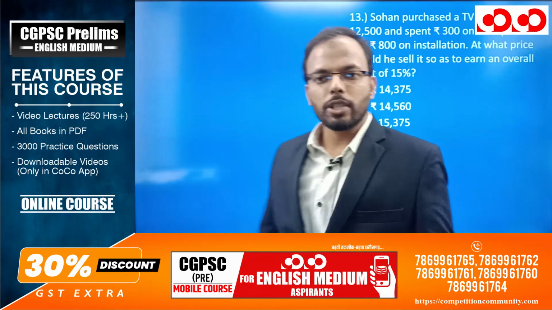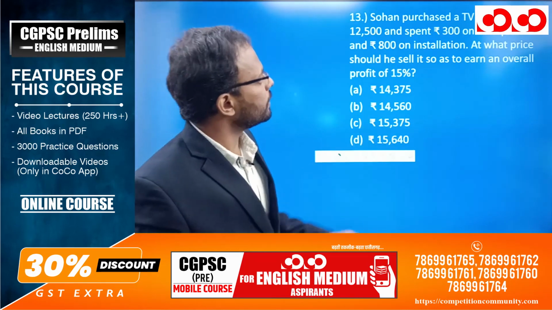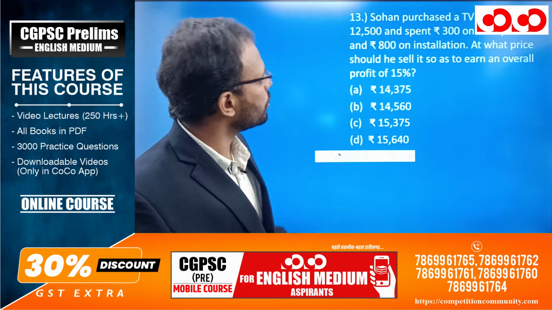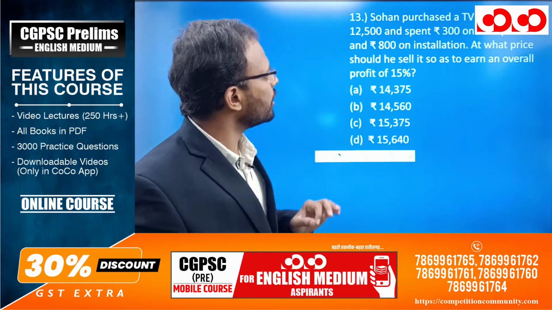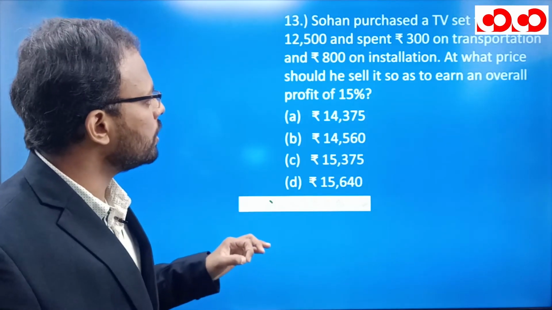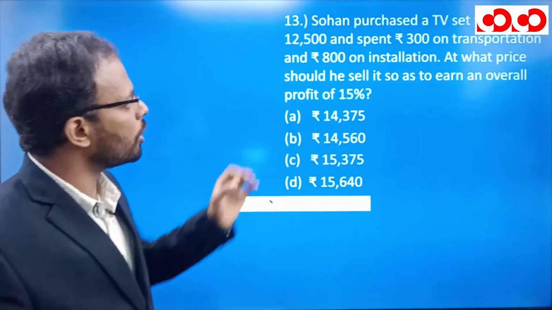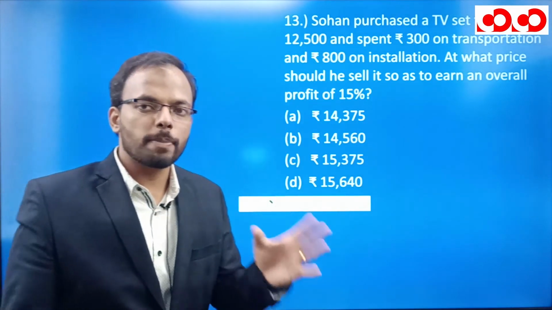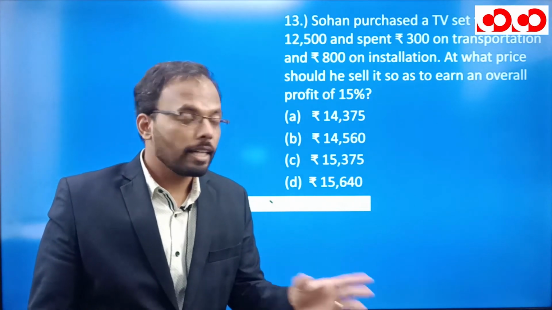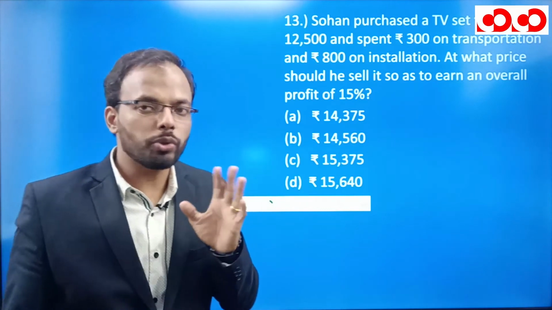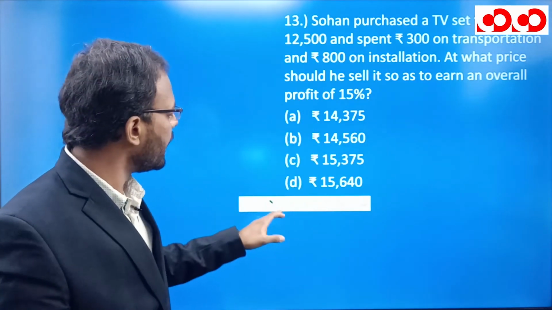So here is the next question, number 13. Sohan purchased a TV set for rupees 12,500 and spent 300 on transportation and 800 on installation. At what price should he sell to earn an overall profit of 15%? So if I ask you the cost price, what is the total cost price? He spent 12,500 to purchase it. 300 rupees more he had spent for transportation, which is 12,800, and 800 in installation.